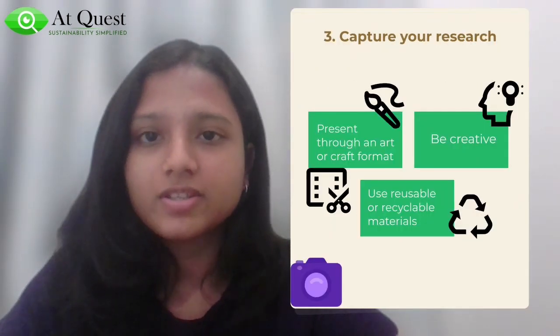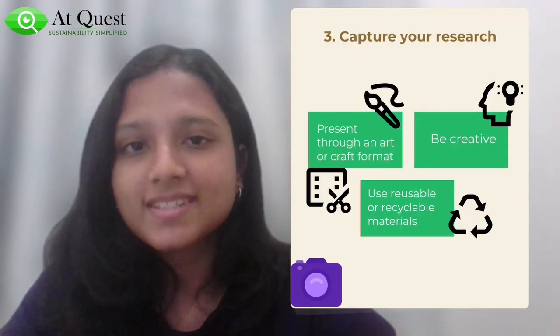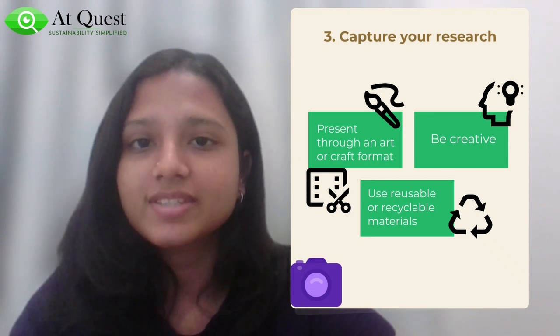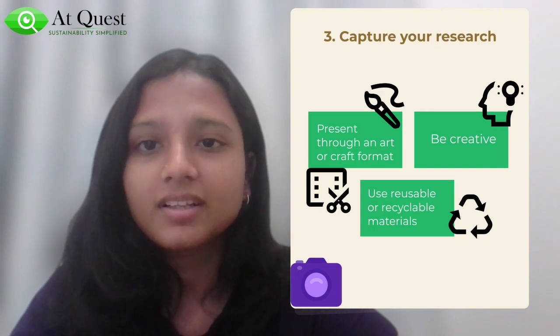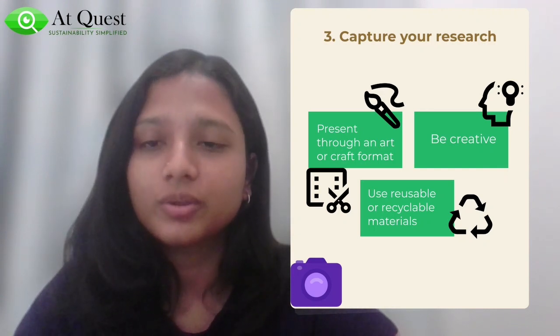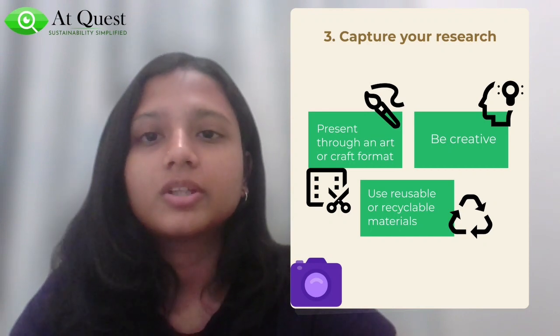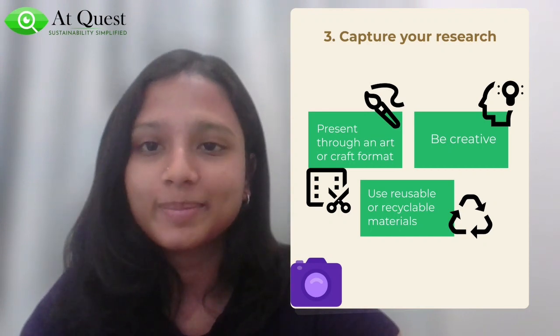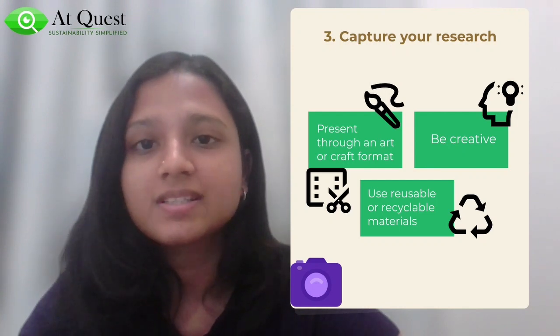Once the research phase is over, the third step is to present your project. This presentation should be done creatively and in a physical format. For example, you can craft it out, make a model, collage, or even use a piece of chart paper. The only condition is that you're supposed to use reusable or recyclable materials, or just those materials which are already available to you at home.